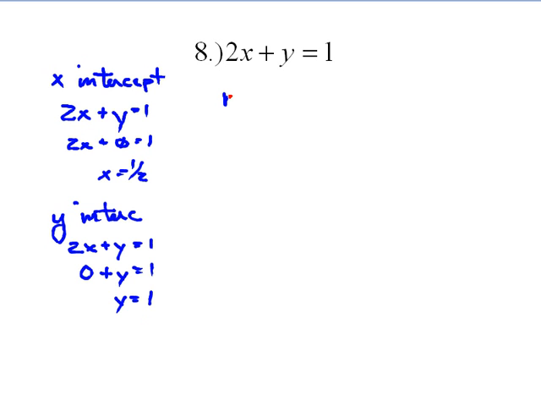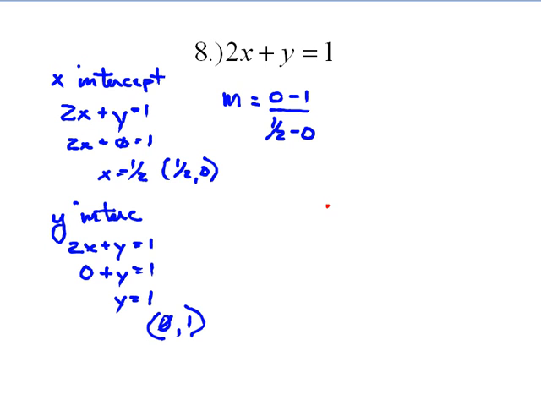Alright, so let's find our slope. m equals, let's write this out. 0 minus 1 over 1/2 minus 0. Maybe that'll help a little bit explain it. Okay, so what is our slope? Kind of got off track a little bit there. Should be -2.